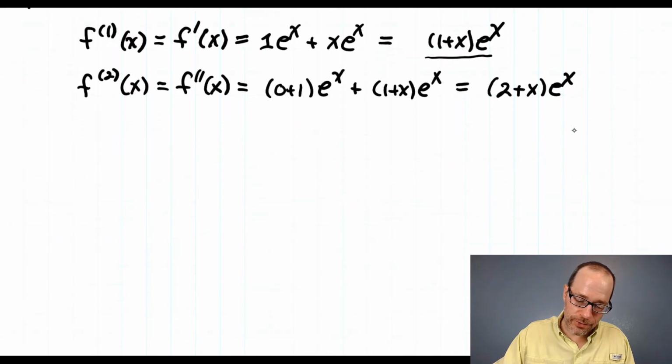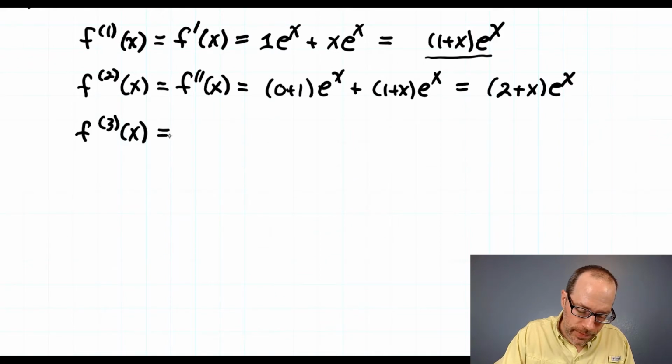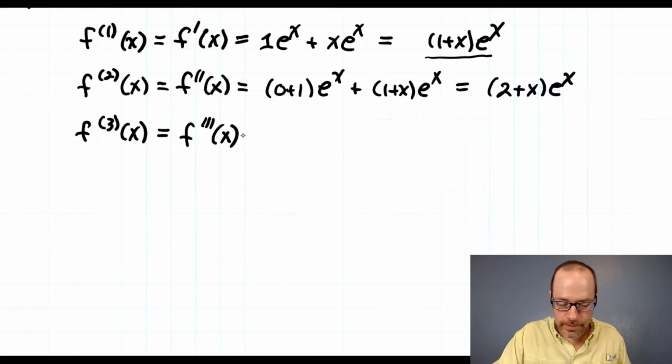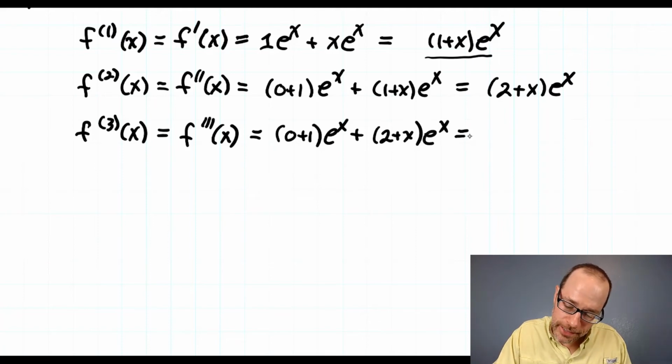Let's do a third derivative here. The third derivative is written this way. And again, it's the product rule. So we do the derivative of the first term, leave the second alone, and then we leave the first alone and do the derivative of the second. Factor out the e to the x, and you get 3 plus x e to the x.